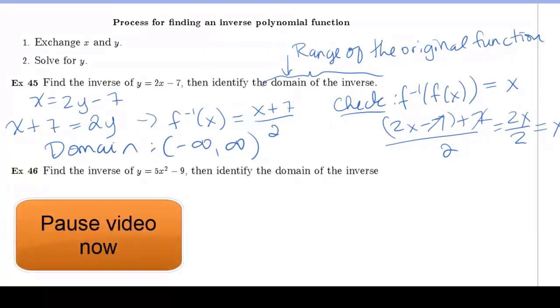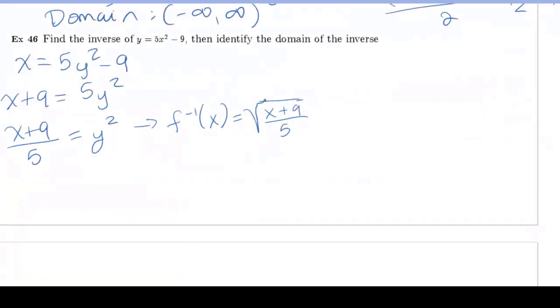The only difference here now is that we have a squared, so we're going to have to do that square root at the end, but the process is still the same, not too difficult. So pause the video here, try it out yourself, and then resume the video to check your answer. For this one here, we should have ended up with the square root of x plus 9 over 5. Again, that whole fraction is under the radical there.